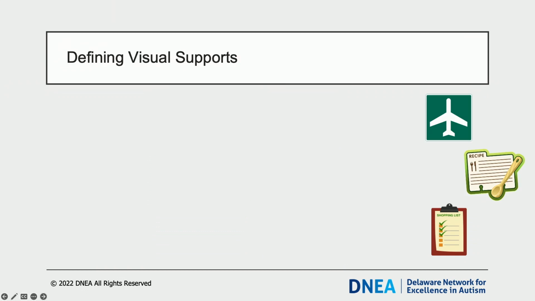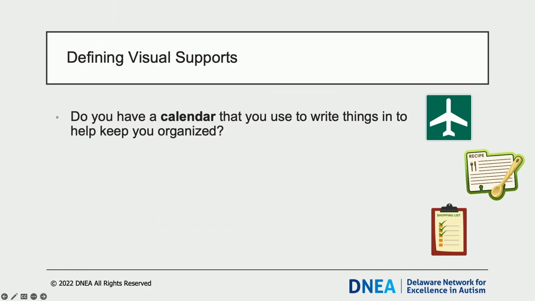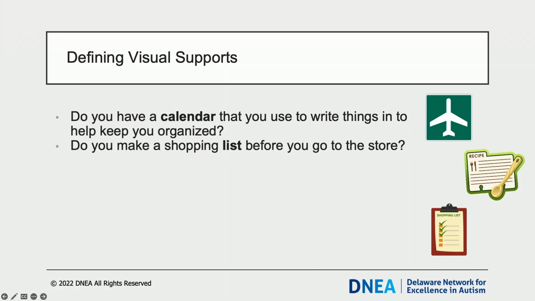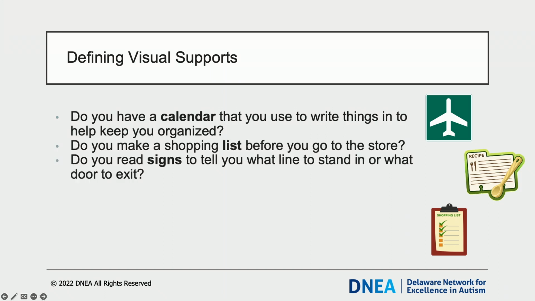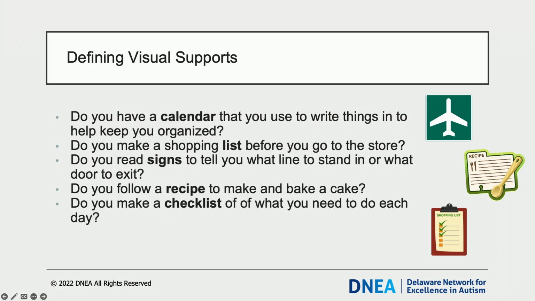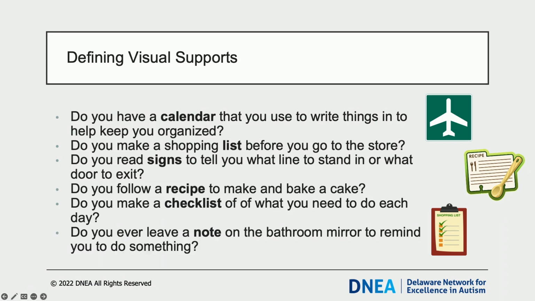Let's start by defining visual supports. Do you have a calendar that you use to write things in to keep you organized? Do you make a shopping list before you go to the store? Do you read signs that tell you where to stand in line or which door to exit? Do you follow a recipe to make and bake a cake? Do you make a checklist of what you need to do each day? Or do you ever leave a note on the bathroom mirror to remind you to do something? These are all examples of visual supports.